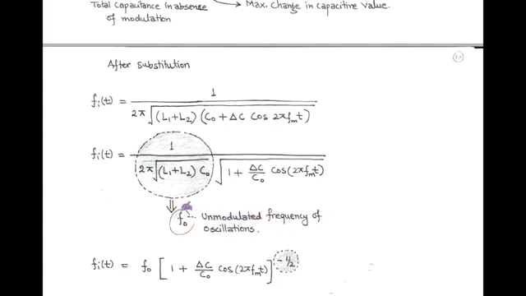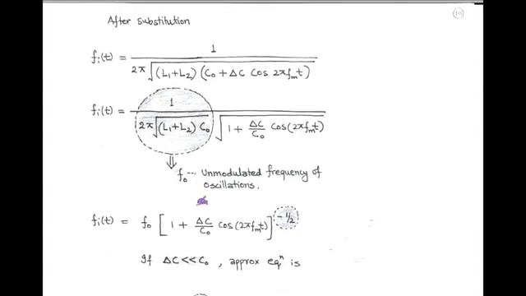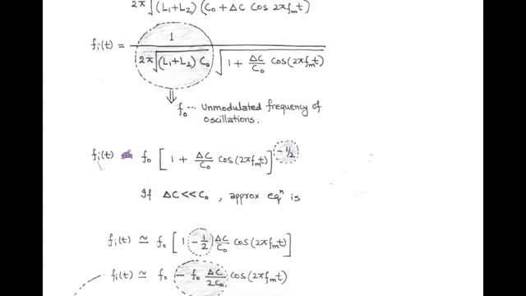Here 1 upon 2 pi under root L1 plus L2 into C0 is called unmodulated frequency of oscillation and it is denoted by f0. And the expression becomes instantaneous frequency equals f0 within bracket 1 plus delta C upon C0 cos 2 pi fm t, whole to power minus 1 upon 2. Here we move under root from denominator to numerator. So the power becomes minus 1 upon 2.